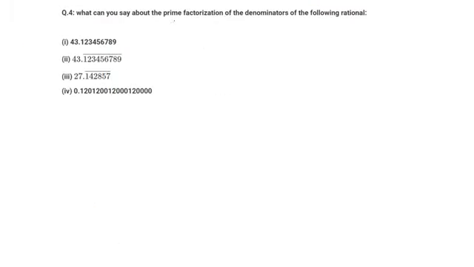What can you say about the prime factorization of the denominator of the following rational? Here, if you see, this number starts from 1, after decimal ends at 8, ends at 9. There is no repetition. But this bar says that, for example, this one, we will have 142857. Then again, we will have 142857, like this. But here, if you see, this is 120, 1200, 12000. So this is also not terminating, but it is not repeating. Here it is not terminating, but it is repeating.